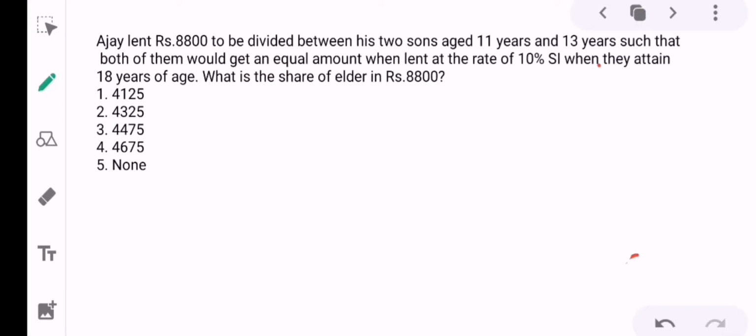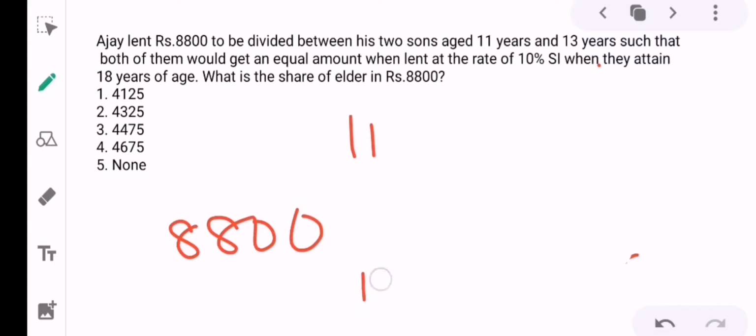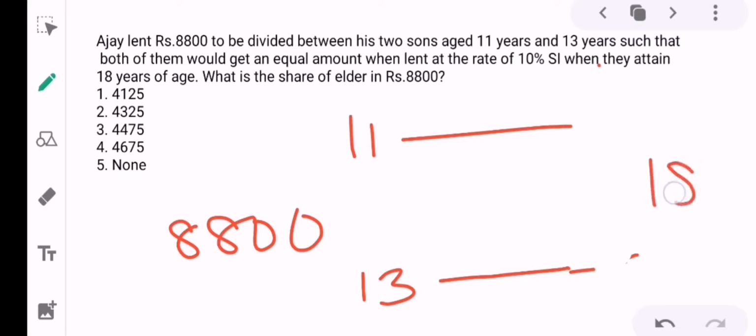First question that we have here is that Ajay lent rupees 8,800 to be divided between his two sons aged 11 years and 13 years, such that both of them would get an equal amount when lent at a rate of 10% simple interest. So here you have to notice that the amount that both these children are going to get is same, and both are going to get that same equal amount at 18 years of age.